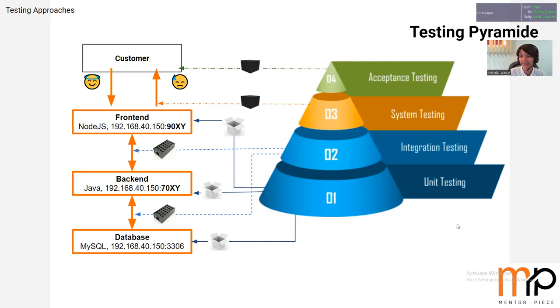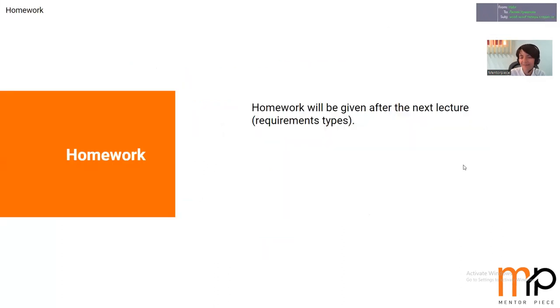So, if everything is absolutely clear, there is no homework for now. Your homework will be next time, together with the requirements type. The only homework for now is, if you didn't catch something, please re-watch the lecture and try to catch everything, and ask me questions, if any, before the next lecture. And see you on Monday.